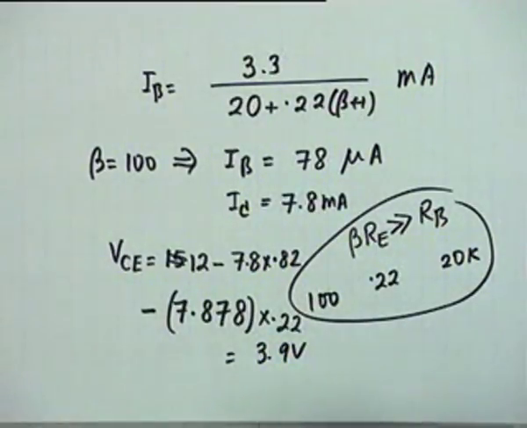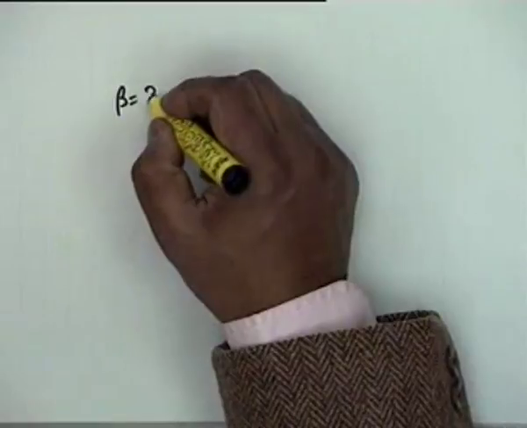That's perfectly all right. It's not a very bad operating point. Only thing is it may not be stable. Let's see what happens when beta is equal to 300.